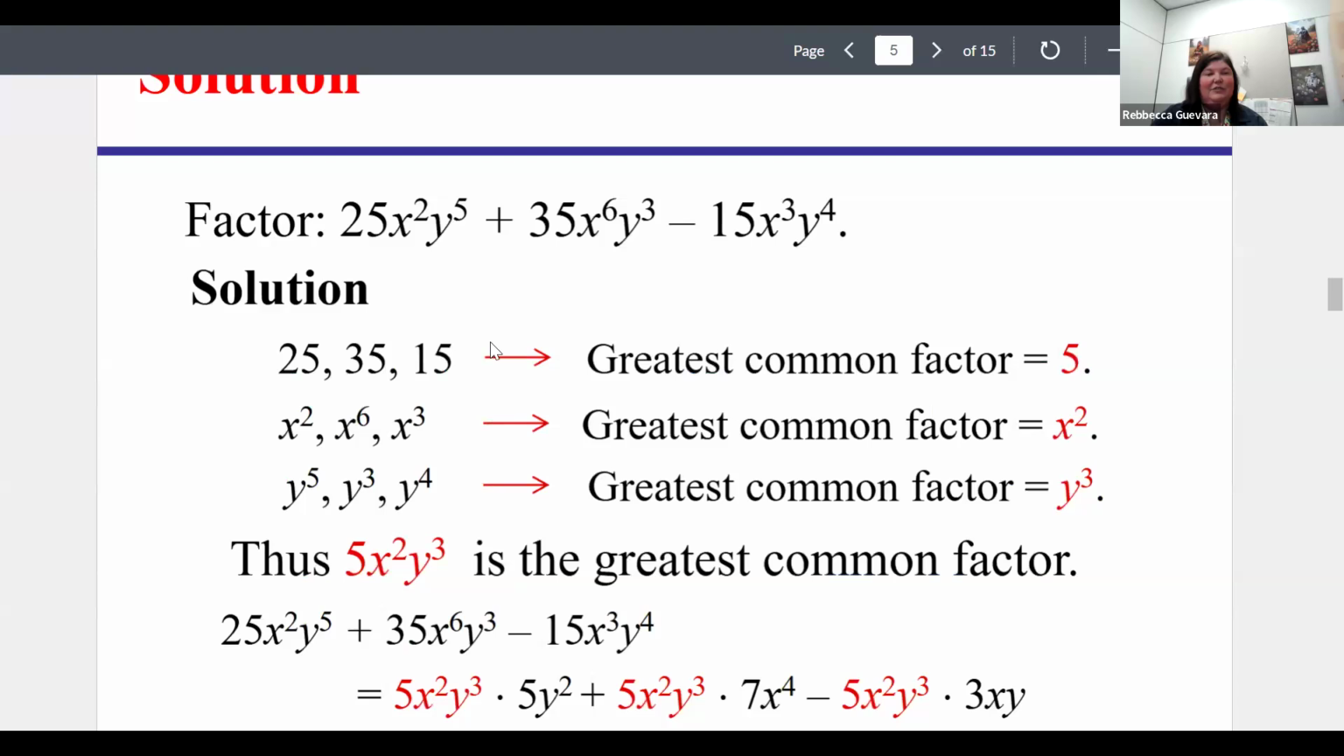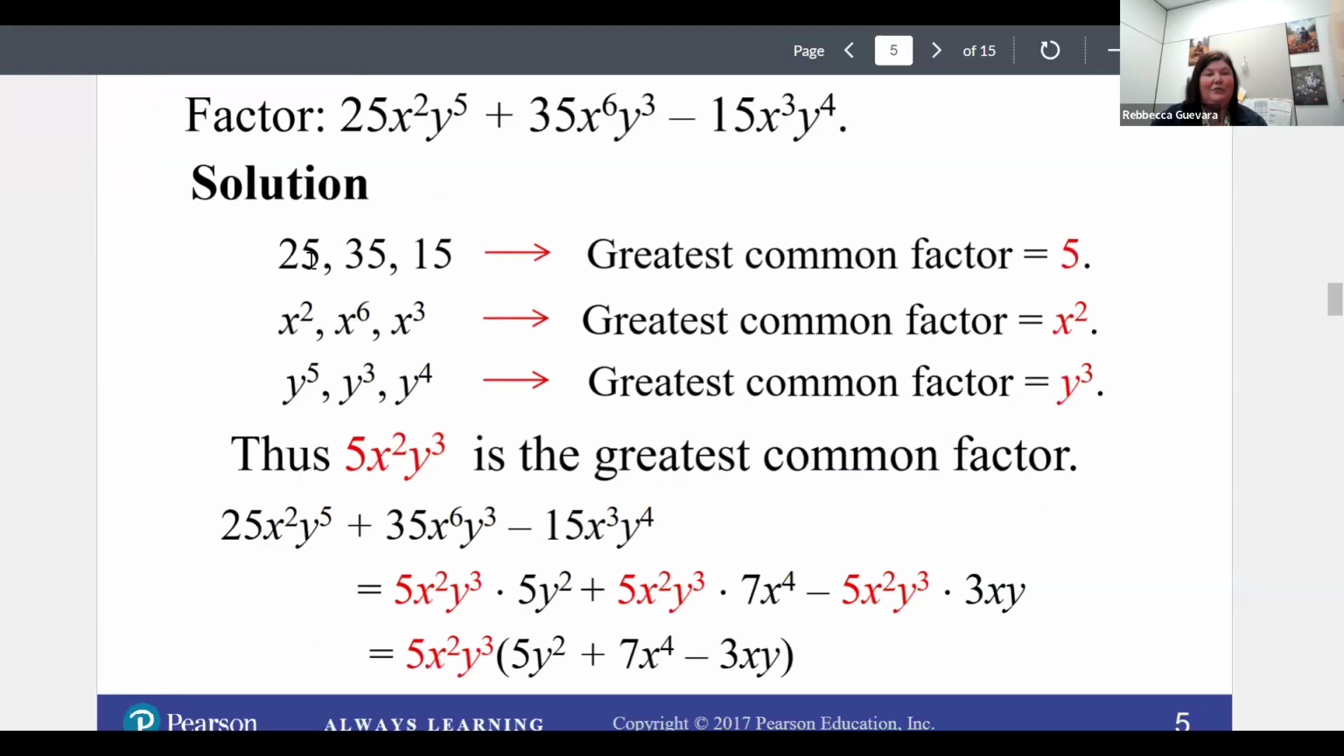So another way of looking at it is you're finding the largest number I can divide out of 25, 35, and 15, which is 5. The largest number I can divide out of x squared, x^6, x cubed is x squared. And the largest I can take out of y^5, y cubed, y^4 would be y cubed.